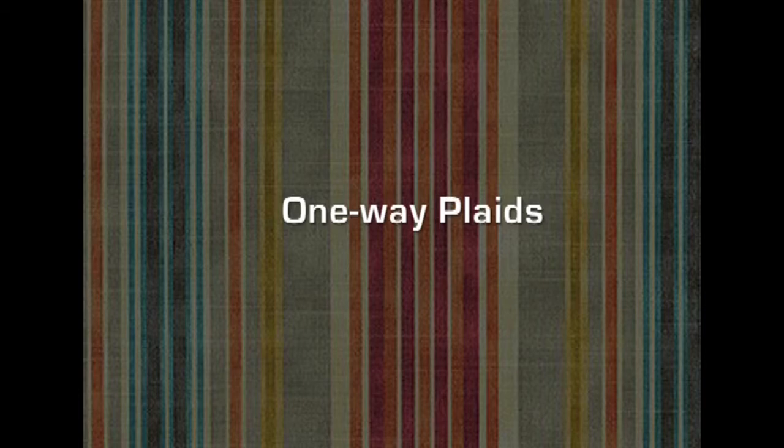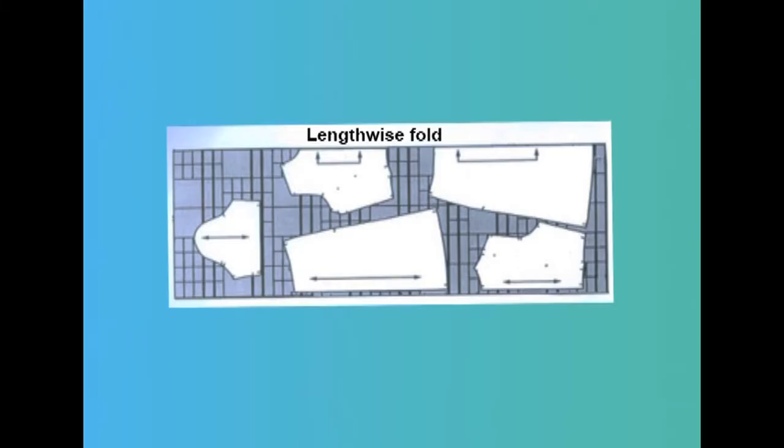One-way plaids. It is uneven in the lengthwise direction only. Pattern pieces are laid out in one direction. This type of plaid is folded lengthwise or cut on the crosswise grain and refolded with the right sides together.